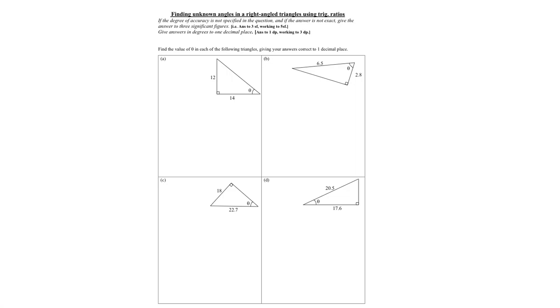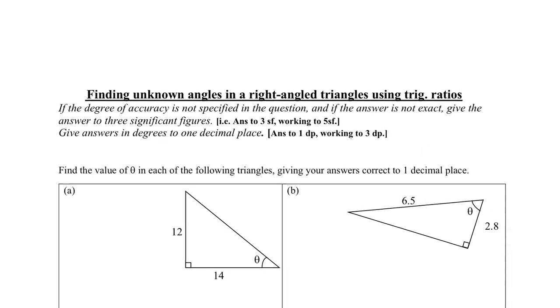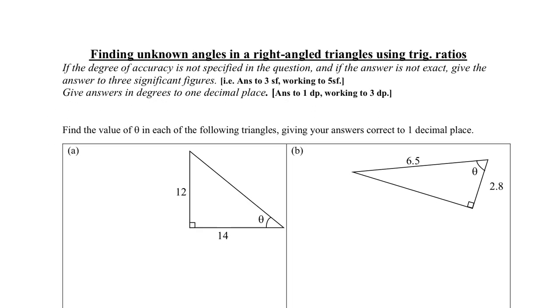Hello everyone, welcome to this video where we are given the following examples. And what are we trying to do? Well, we want to learn how to find unknown angles in right angle triangles using trigonometric ratios. Okay? And this is just a good practice that if the degree of accuracy is not specified in the question, and so it's not an exact value, we usually give the answer correct to 3 significant figures.